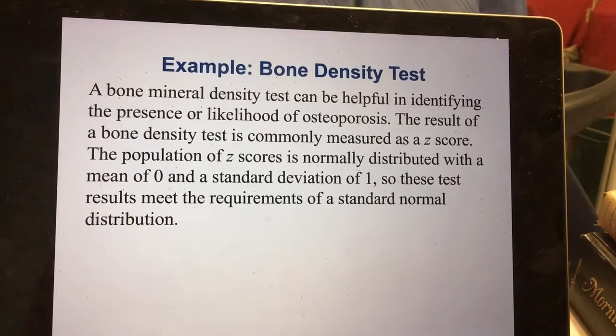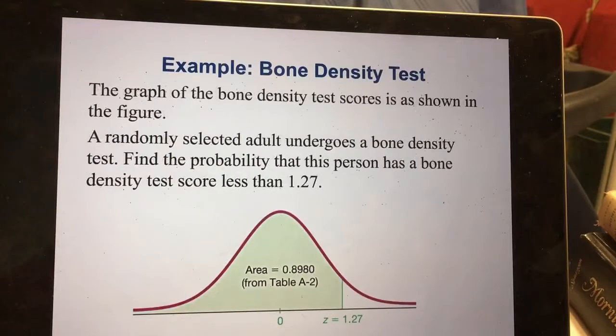Okay, so here's a good example. A bone mineral density test can be helpful in identifying the presence or likelihood of osteoporosis. The result of a bone density test is commonly measured as a z-score. The population of z-scores is normally distributed with a mean of 0 and a standard deviation of 1. So these test results meet the requirements of a standard normal distribution. The graph of the bone density test scores is as shown in the figure. A randomly selected adult undergoes a bone density test. Find the probability that this person has a bone density test score less than 1.27.